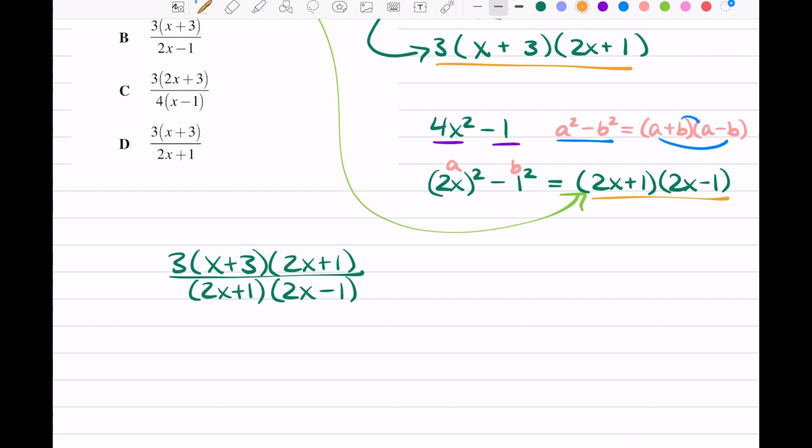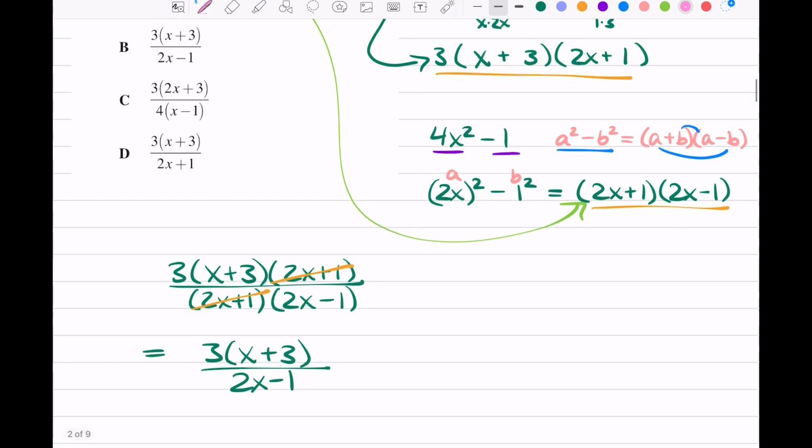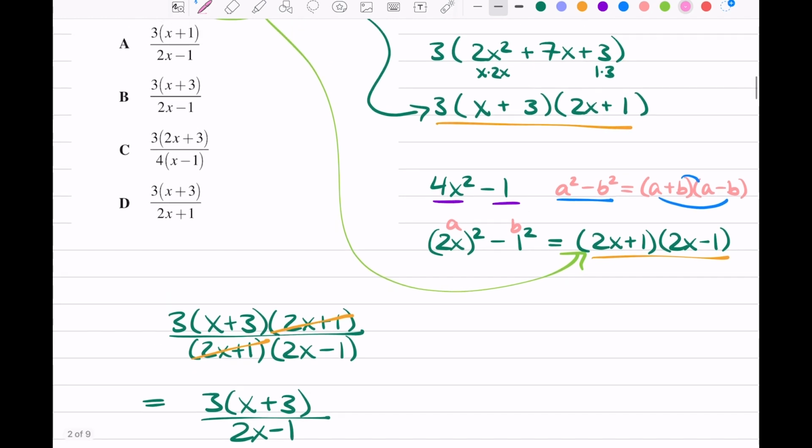And as you can see, our common factor is 2x plus 1, so we can cancel that out. And we're left with 3 times x plus 3 over 2x minus 1. And looking at our answer choices, that would be option B.